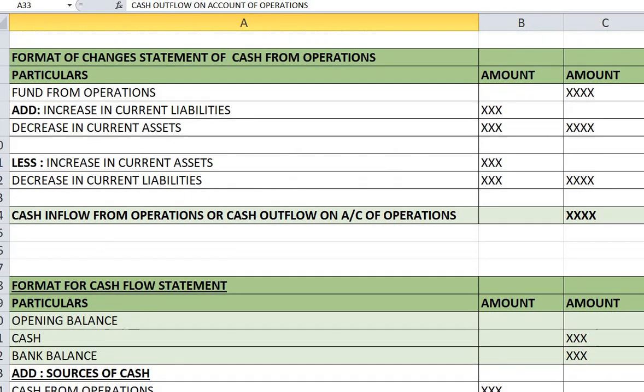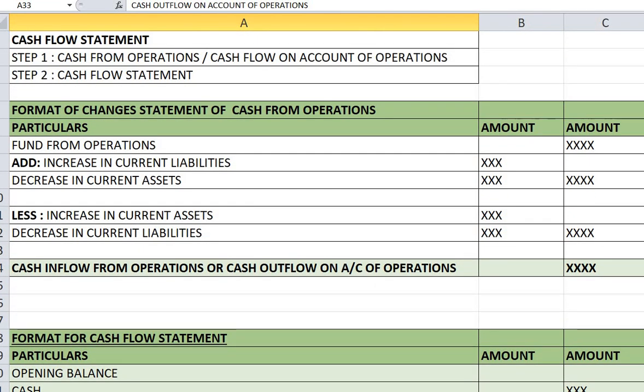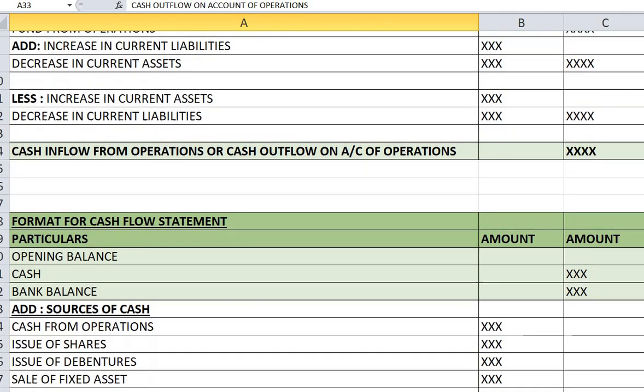So this is one method of preparation of cash flow statement. Apart from this method, you can also include the three activities: financing, operating and investing activity. You can show them separately in your cash flow statement and prepare it that way. So this is one of the simplest ways of preparing a cash flow statement.